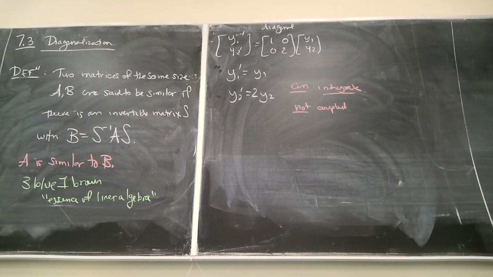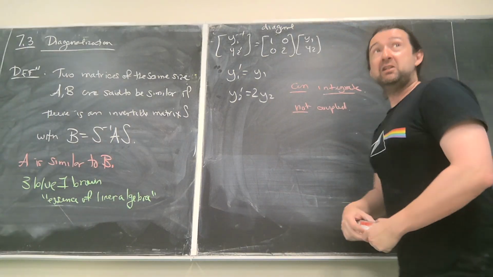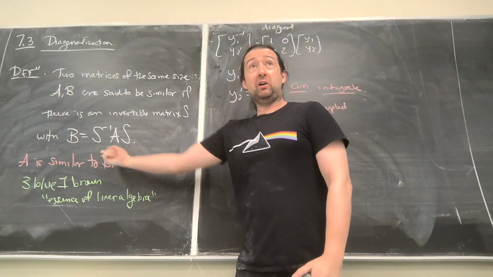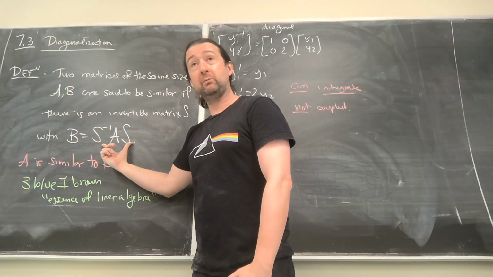If you want to see a description of what's actually happening here, he's got some really nice visuals about what this represents. Unfortunately, because of the time I've got, we're just going to say this is a thing called similarity. It represents two things that are the same if essentially you change coordinate systems to get from one to the other.